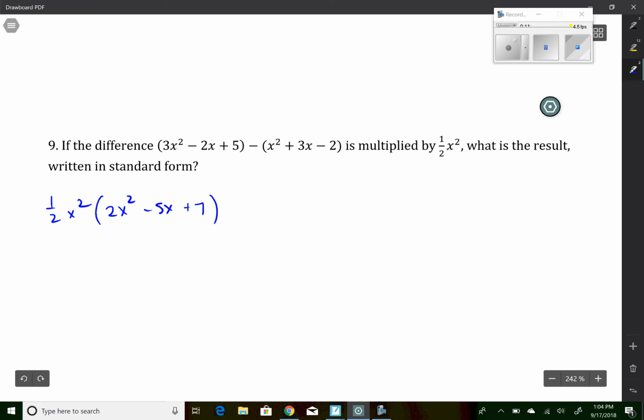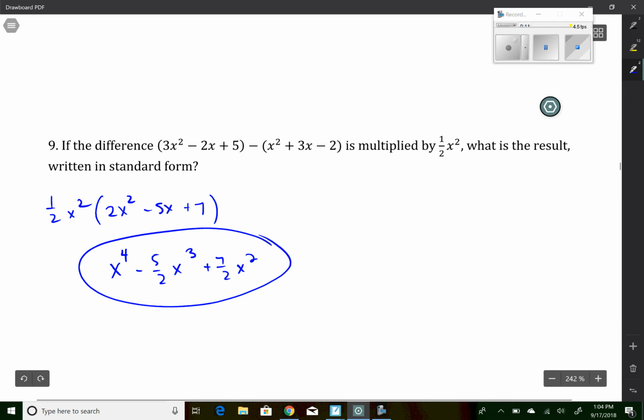Well, 1/2 times 2 is 1, so that just becomes x to the fourth. 1/2 times negative 5 is negative 5/2 x to the third. And 7 times 1/2 is 7/2 x to the second. If you're not so great with fractions, use your calculator. If you did it with your calculator and you left it as decimals, you would have had this answer, which is totally acceptable too.